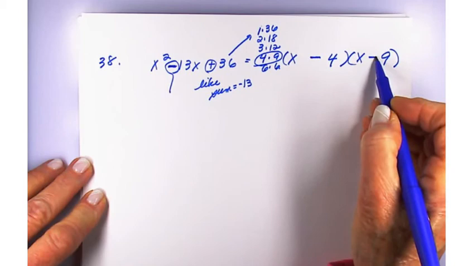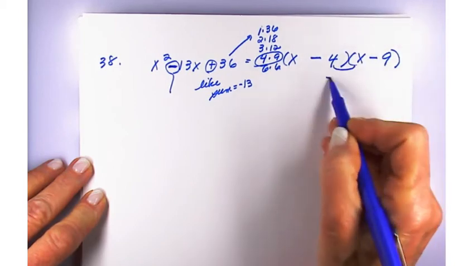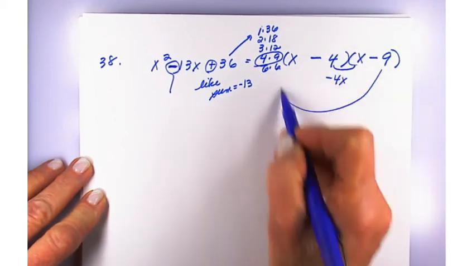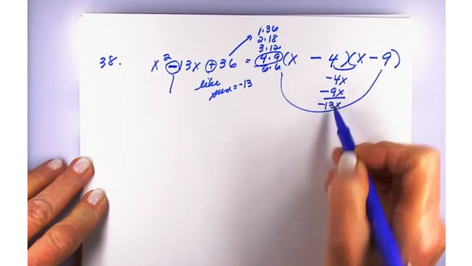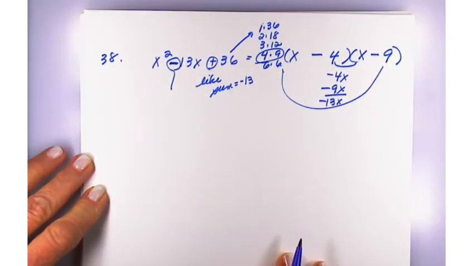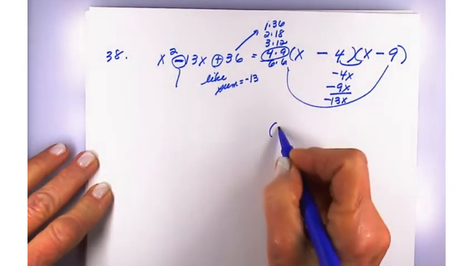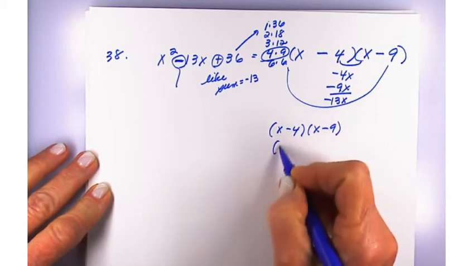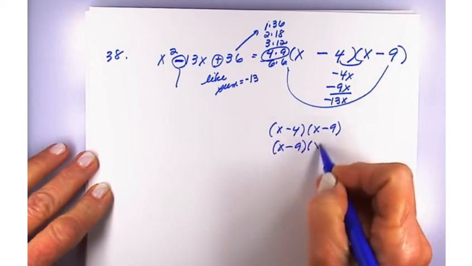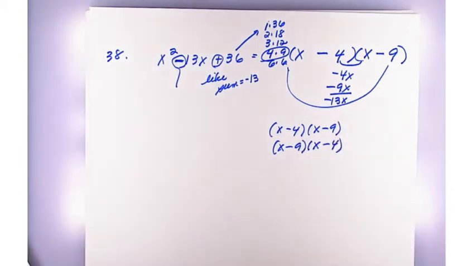Check your scoops. Minus 4x minus 9x gives me negative 13x. Okay? It makes no difference if I write x minus 4, x minus 9, or if I write x minus 9, x minus 4.